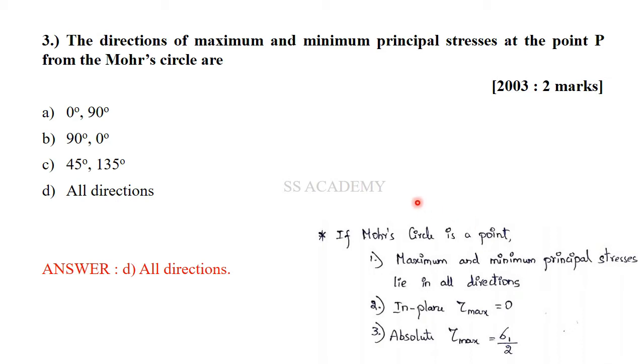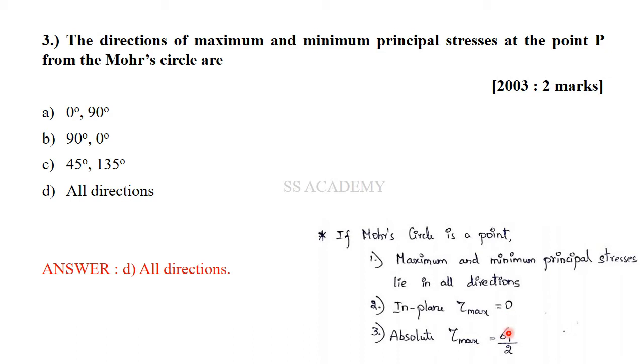As you know, it is a point, there is no shear stress. So, in all directions, the normal stresses will be principal stresses. Because for a principal stress, the shear stress must be 0. Okay, here in plane tau max is 0. That is, the maximum shear stress in that particular plane is 0. But absolute tau max is sigma 1 by 2.